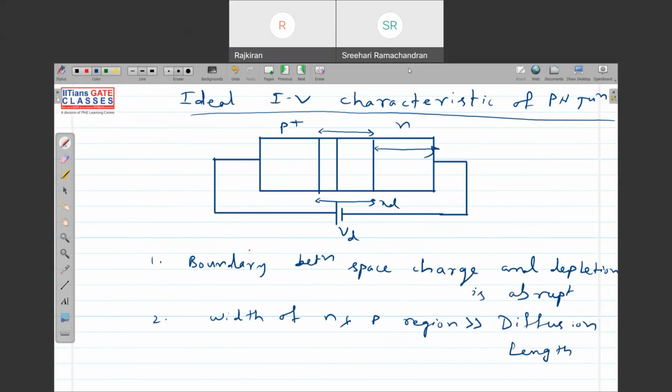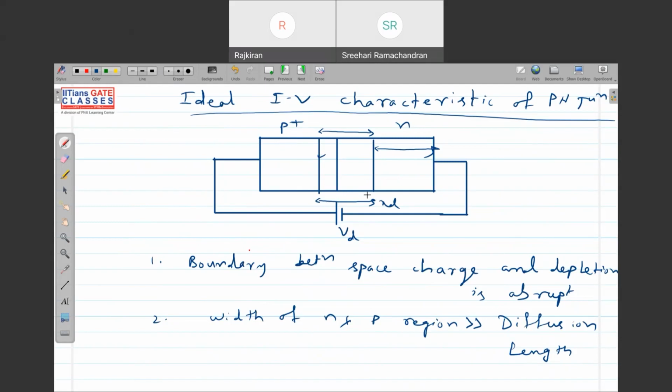So what is this boundary between space charge and neutral region? Just after the depletion region, my neutral region is starting. It's not like there is a gradual transition. This is the meaning.